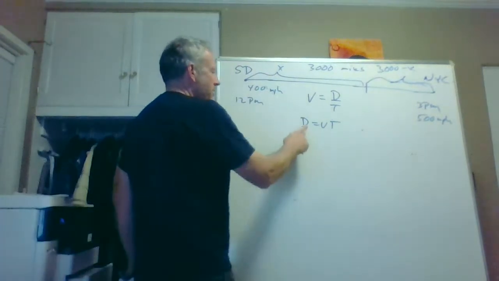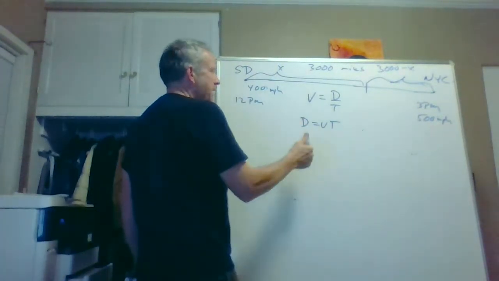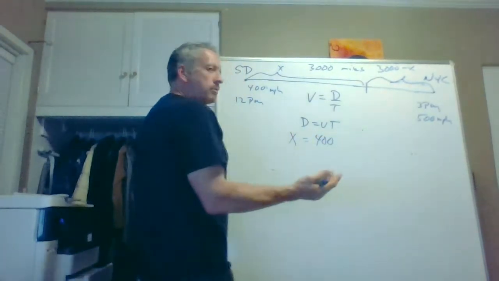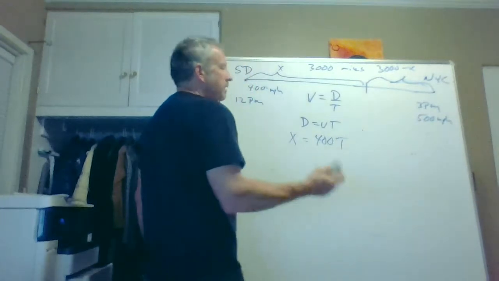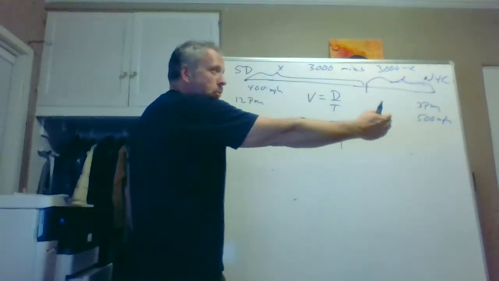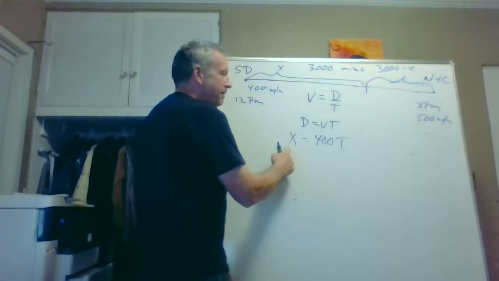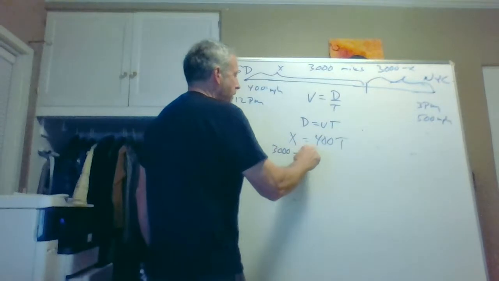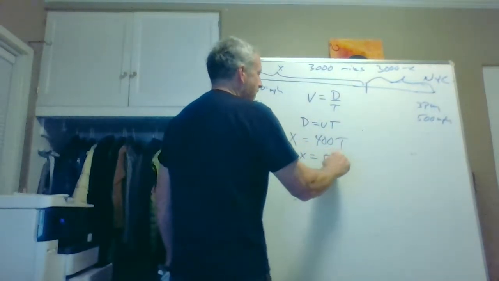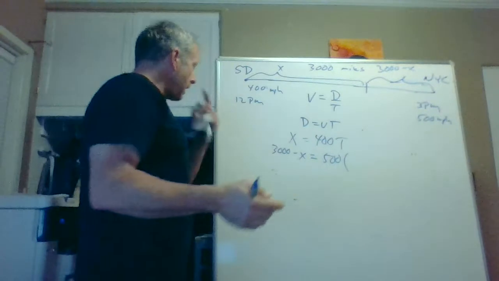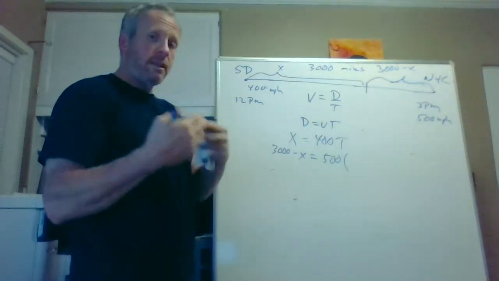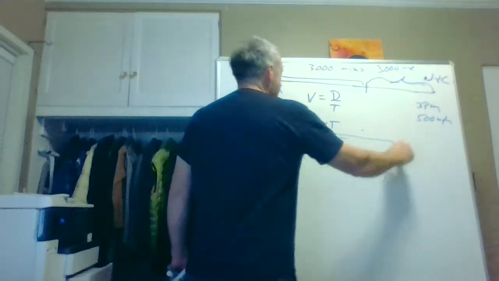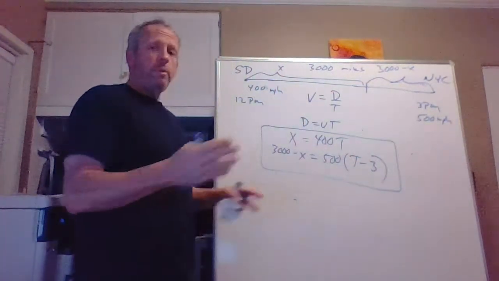Now let's apply this equation. What's the distance the first plane flies? We don't know, x. What's its velocity? 400. How long will it be flying for? We don't know. What about the second moving object? How far will it have traveled? See, what's its distance? 3,000 minus x. What's its velocity? 500. How long will it have been flying? Well, not as long as the first plane because it left 3 hours later. So t minus 3. Okay? There's two equations and two unknowns.